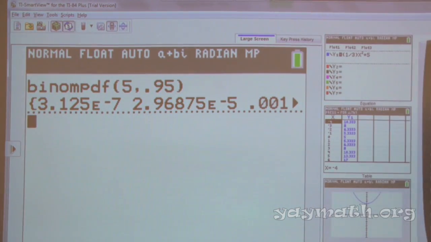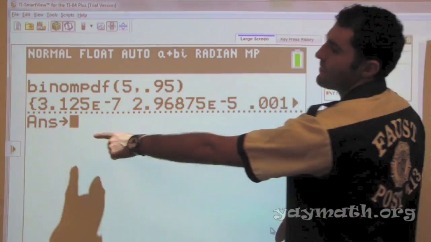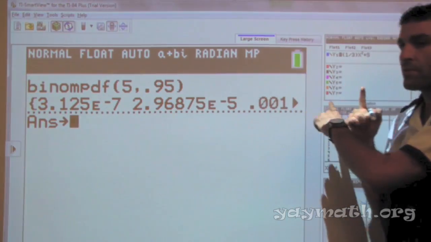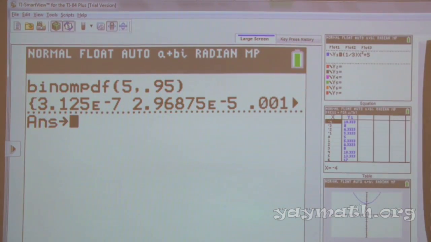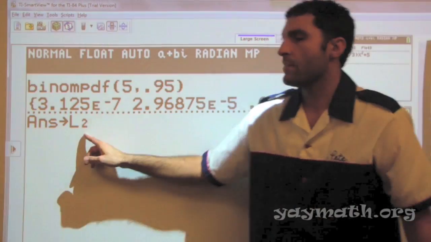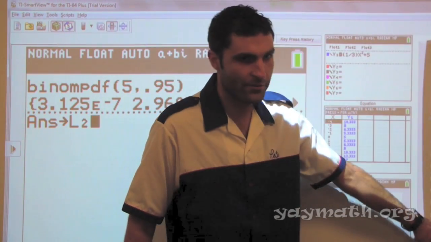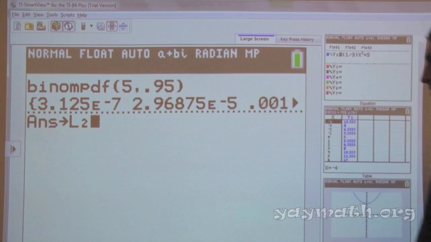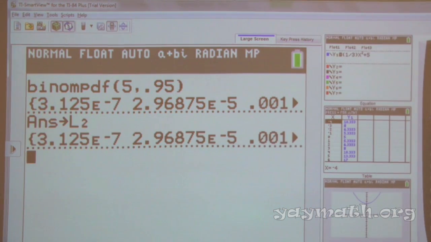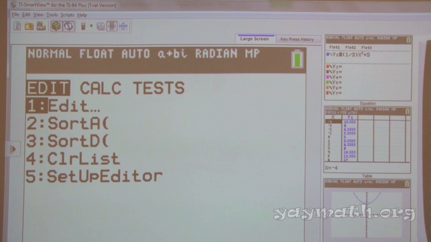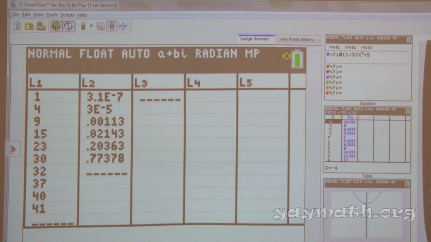So now what we're going to do is store this. Hit store, and store my answer. My answer is a list of numbers, and we're going to store it into the column L2. Second 2 would give you L2. So store it into L2. And now let's look at the table. Stat, edit.